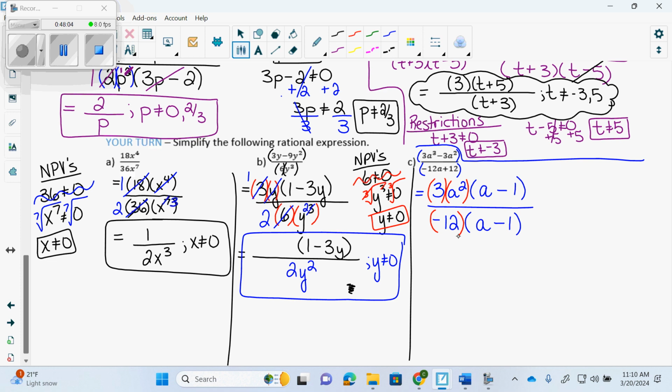All right. So our restrictions: negative 12 can't equal 0. True statement. And then a minus 1 can't equal 0. I add 1 to get a by itself. A can't equal 1. Super true. Now I have done the restrictions, and I can cancel things off, which makes me happy.